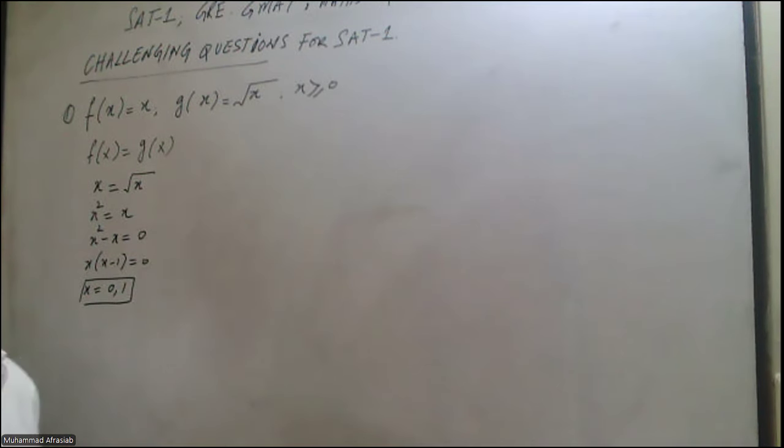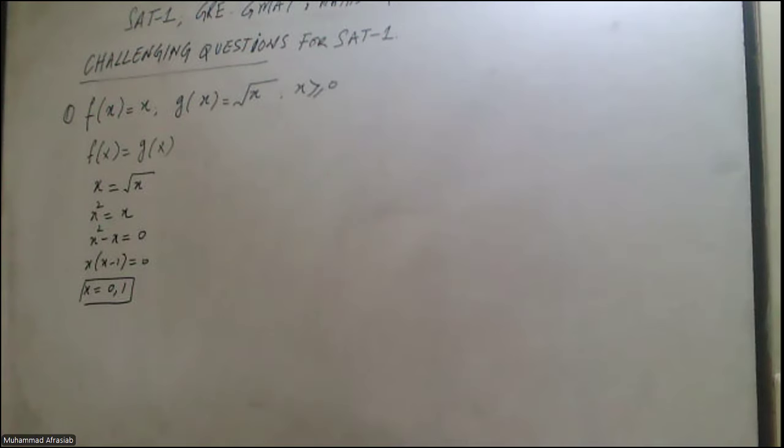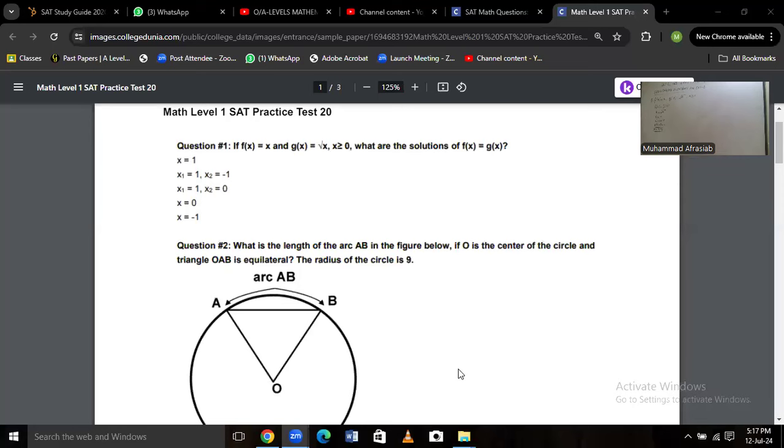This is one of the options given to us in the answers. So x is equal to 1 and x is equal to 0. This is the third answer, the right answer for this. Question number 2 now.